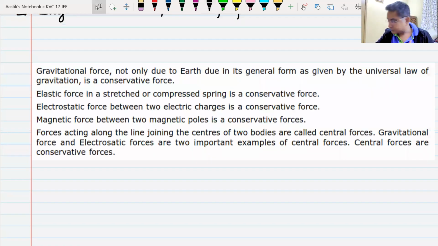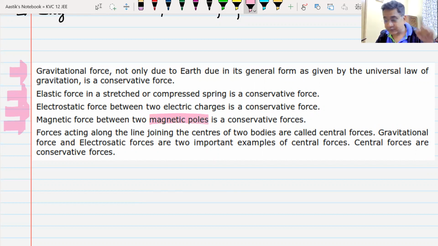So here we are: gravitational force. You just have to write in your own language. You don't have to copy everything down from the whiteboard. Gravitational force, spring force, electrostatic force are conservative forces. Magnetic force between two magnetic poles is also a conservative force. Force acting along the line joining the centers of two bodies are called central forces. Electrostatic and gravitational force are central forces. All central forces are conservative no matter how they come. Remember this, central forces. These are the next words that you have to remember.